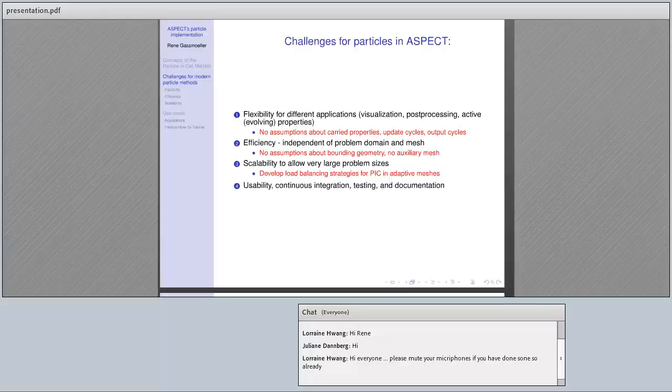This also means we cannot create an auxiliary mesh that helps us to locate in which cell a certain particle is at a certain time. This is, for example, a strategy that is used by Citcom, a quite well-known mantle convection code.